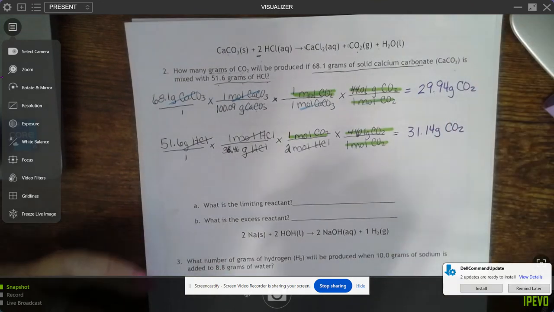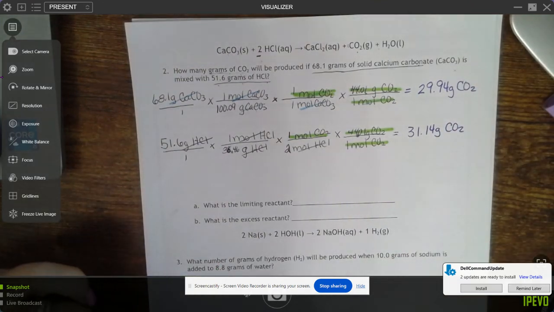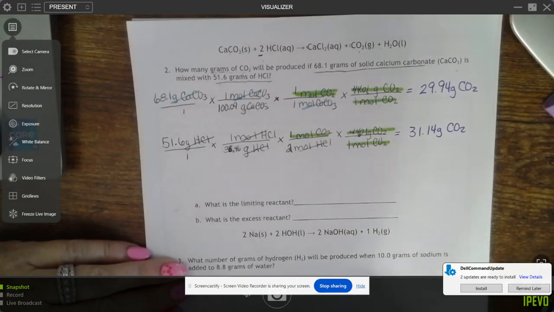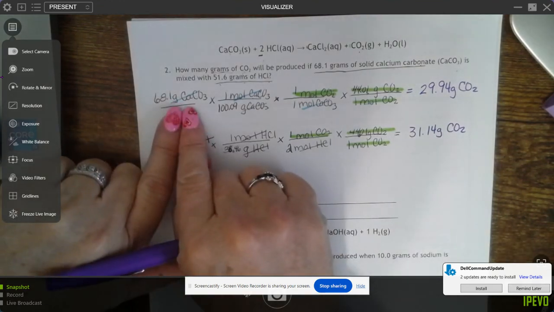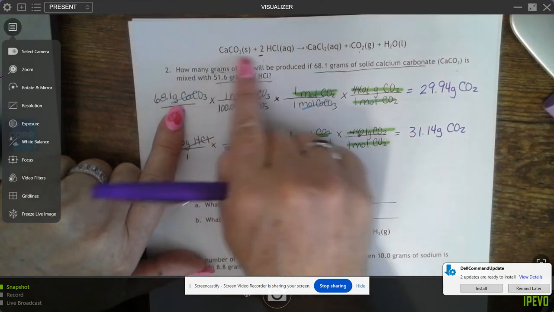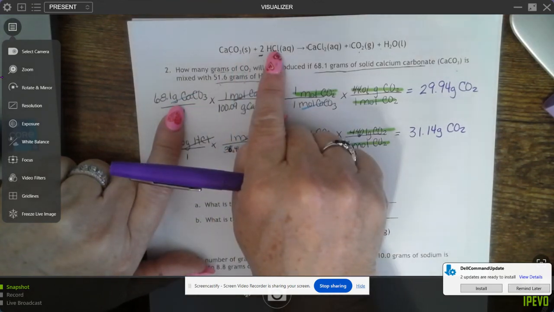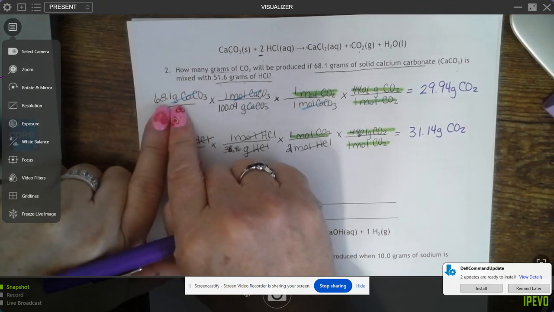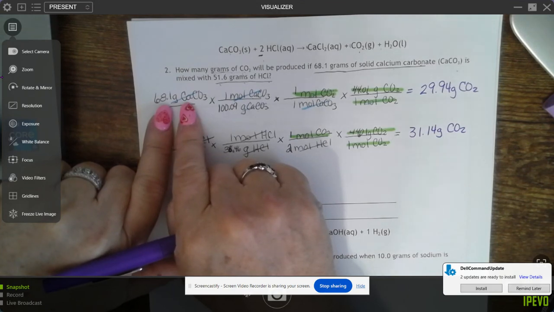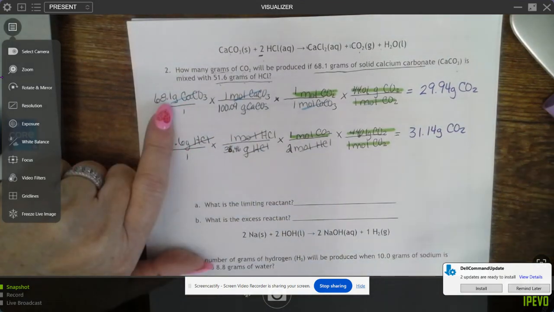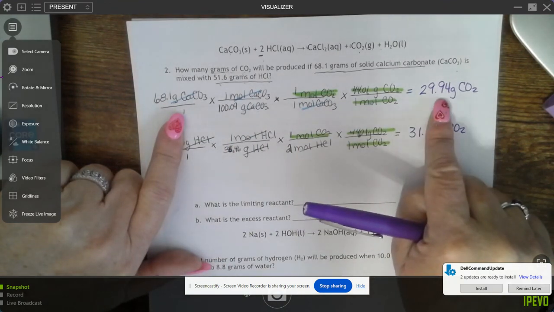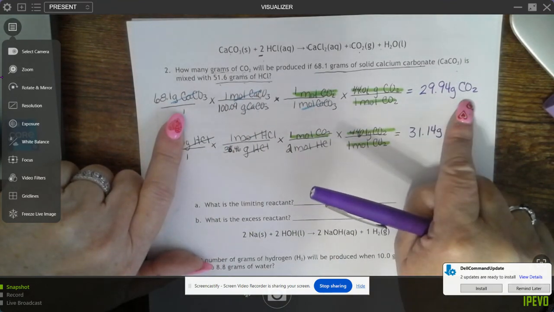Okay, now this is the important thing to understand about what we're actually talking about. We are going to react calcium carbonate and hydrochloric acid. Each of these calculations is saying, if I start with 68.1 grams of calcium carbonate and have unlimited HCl, I can make 29.94 grams of carbon dioxide.